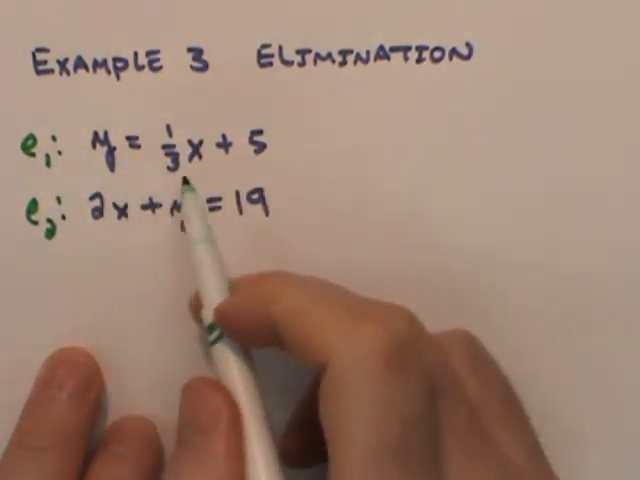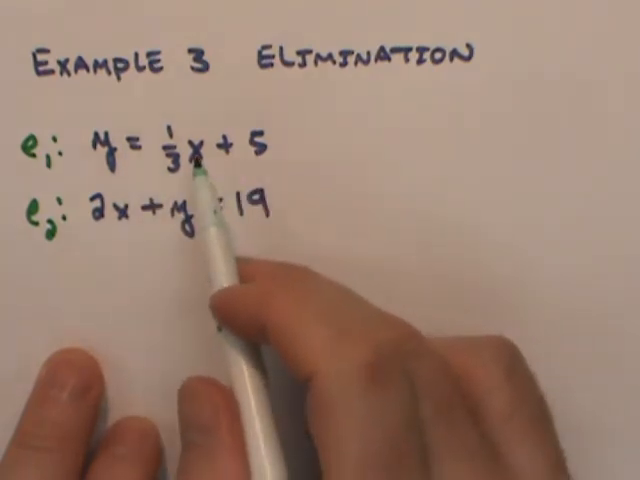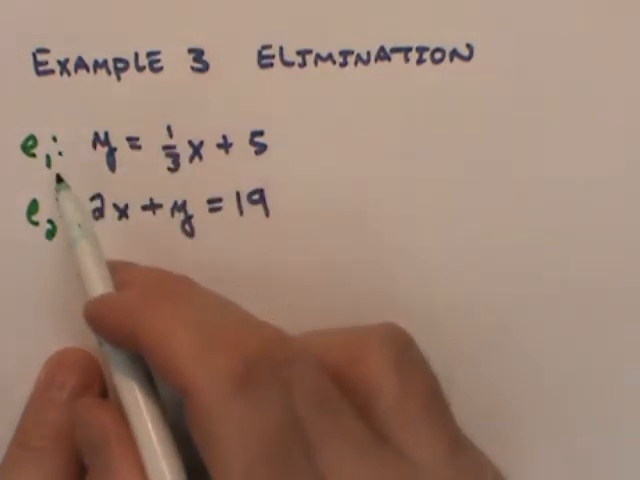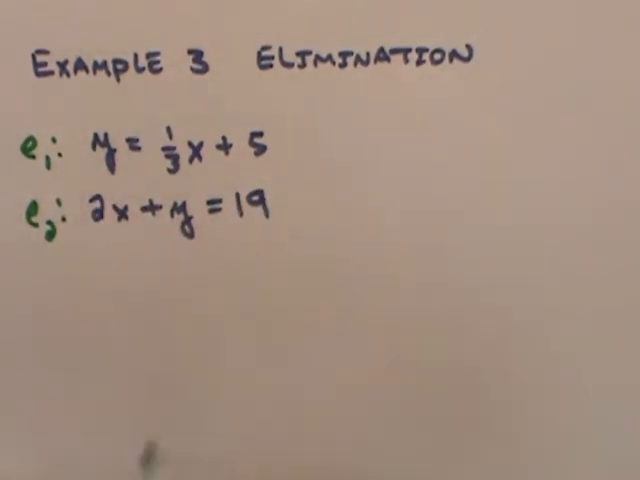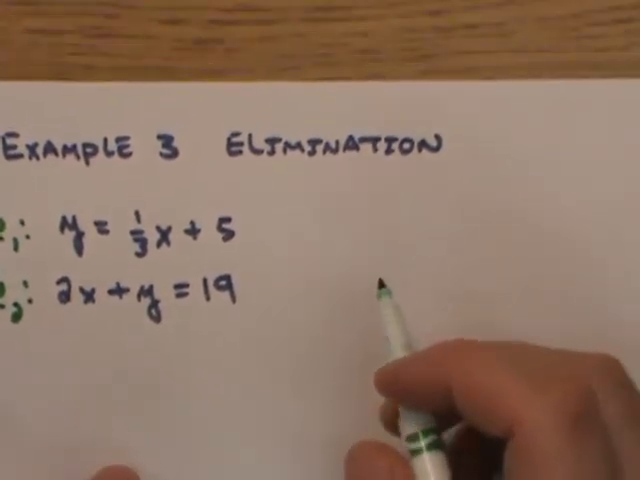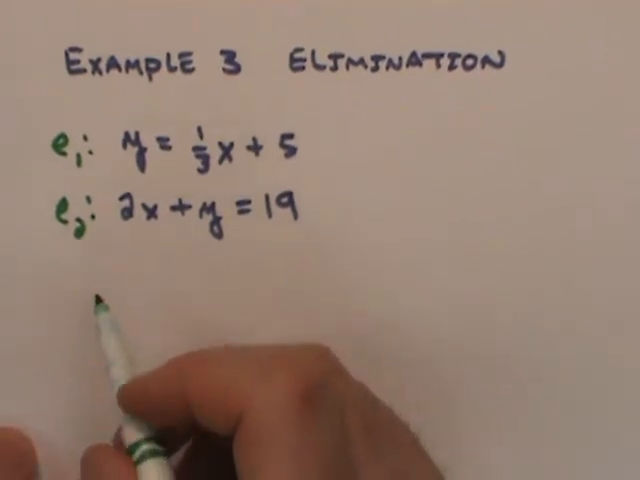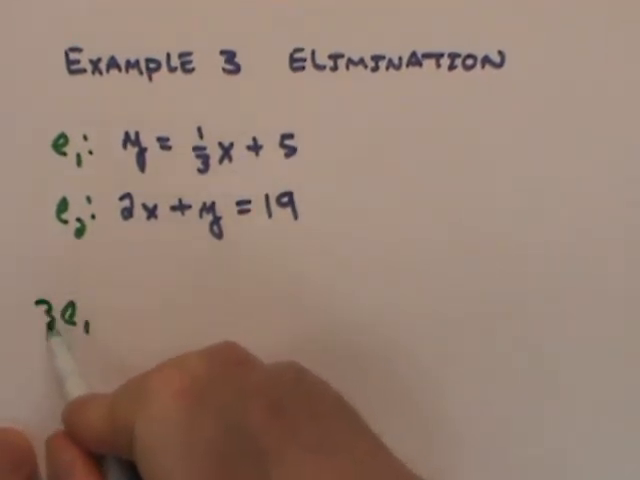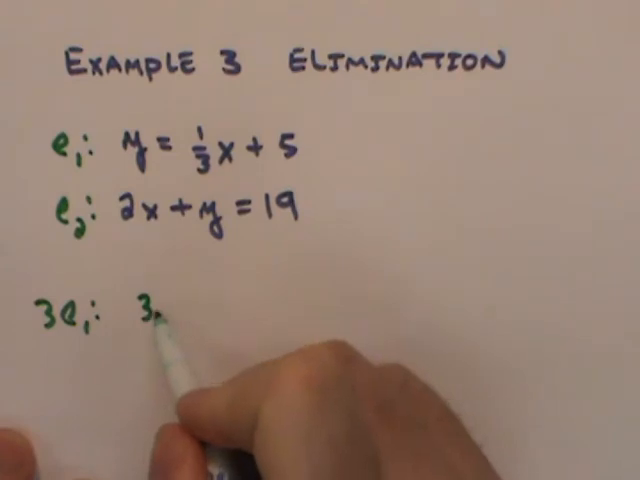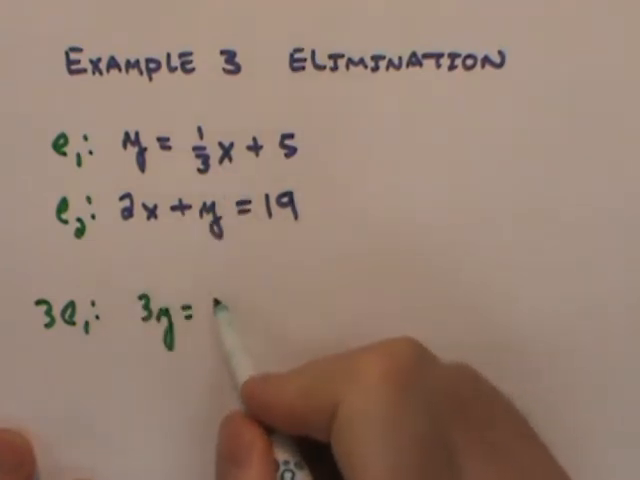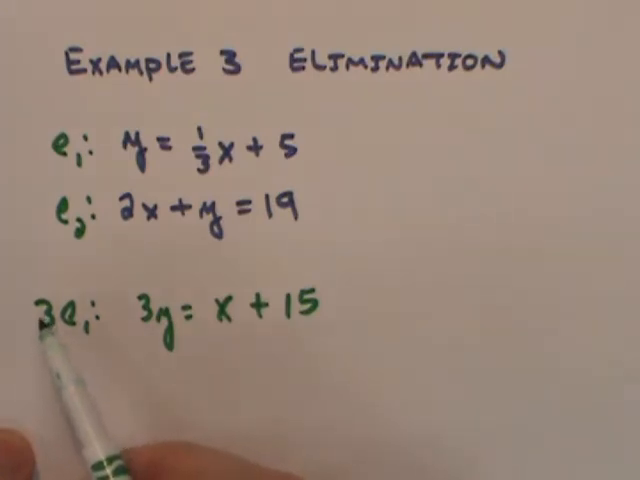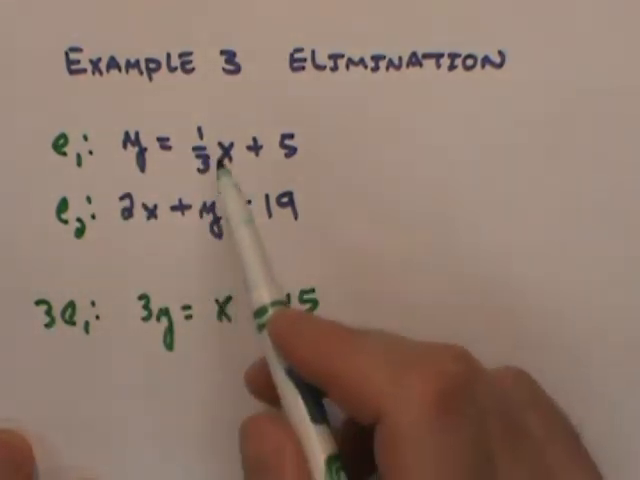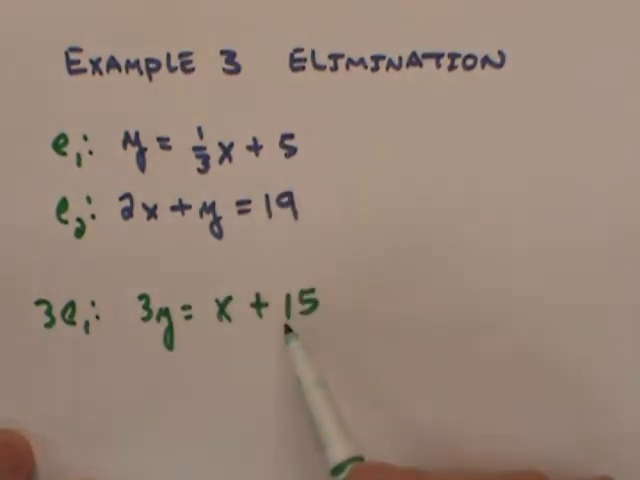For the first equation, it's in slope-intercept form. I need to get the x into the first position and get rid of any fractions. So what I'm going to do is multiply by 3 as my very first step. When I multiply equation 1 times 3, I would get 3y equaling x plus 15. Again, all I did was multiply by 3. 3 times y was 3y. 3 times a third was 1, so it's 1x. 3 times 5 is 15.